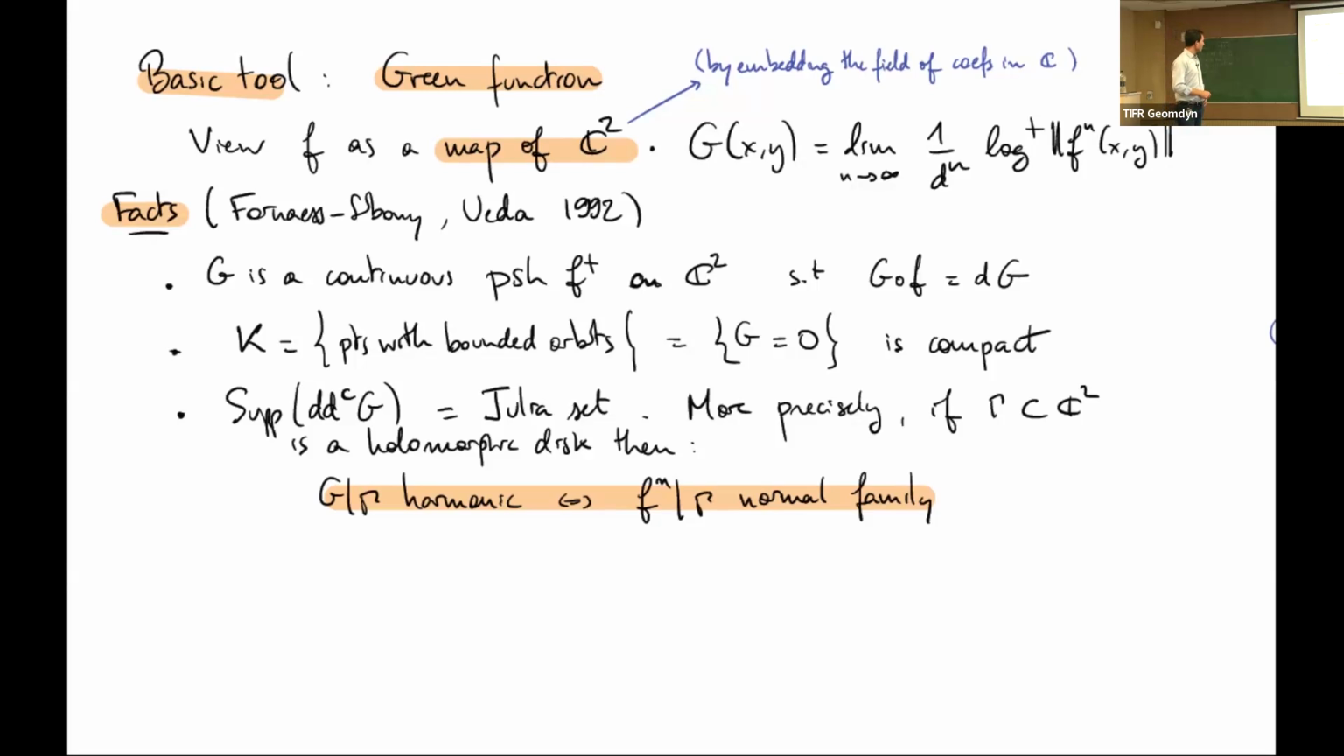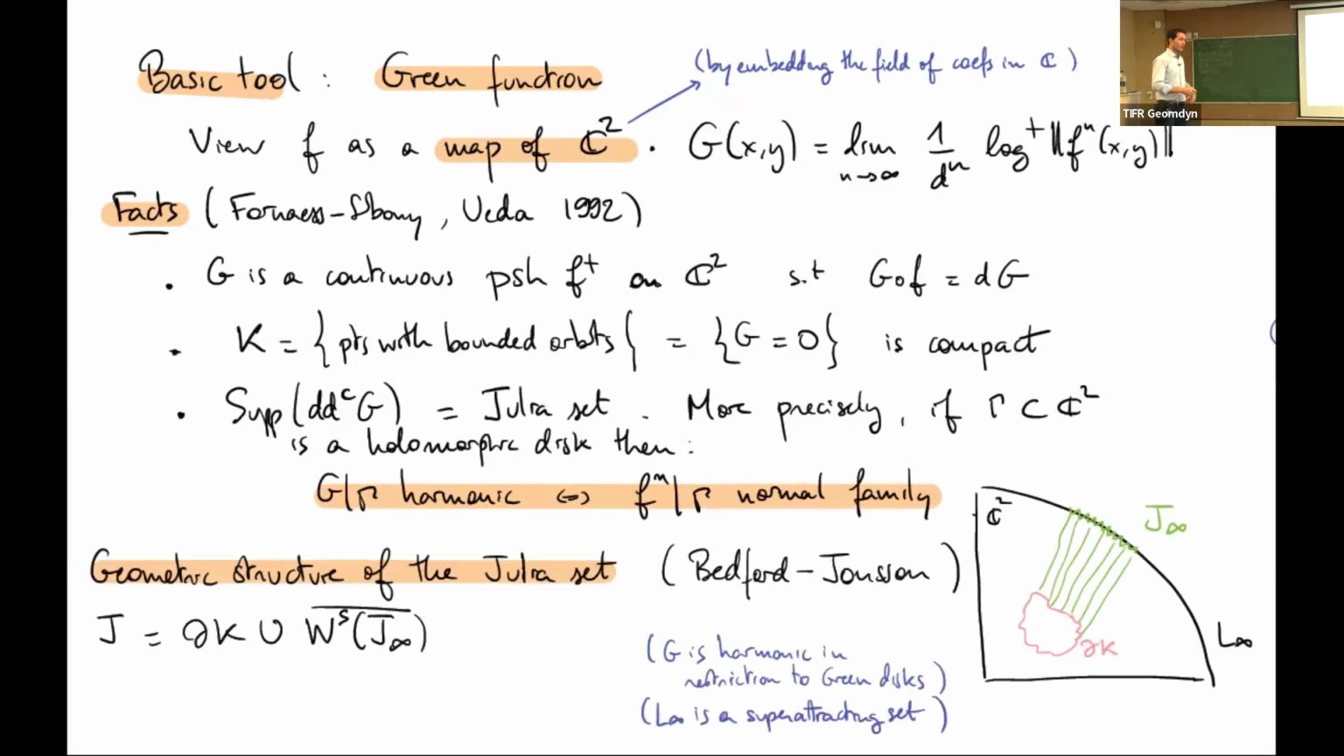Okay, another important fact is that the Laplacian, the dd^c of this function G, detects Julia behavior. So the support of the Laplacian is exactly the Julia set, the set of points where the iterates are locally not normal. And even more than that, it also detects the Julia behavior when you restrict to a curve. So if you take any holomorphic disk in C2 and look at the Green function, it's a subharmonic function on this disk, and if this function is harmonic, then the dynamics along this disk is normal in P2. So it can go to infinity, but by being equicontinuous. Okay, so that's a theorem by Ueda and Fornaess-Sibony, which will be very important for us.